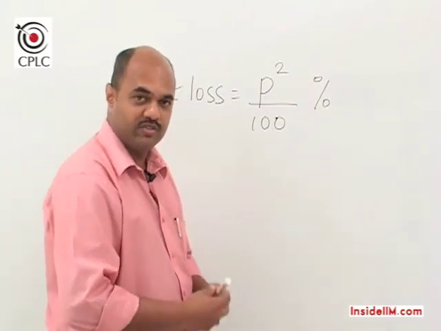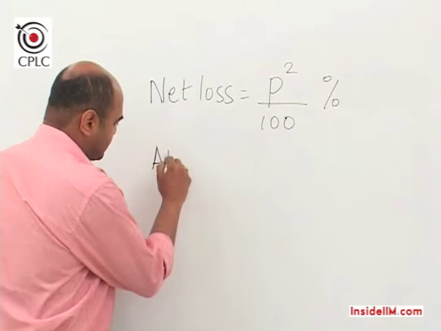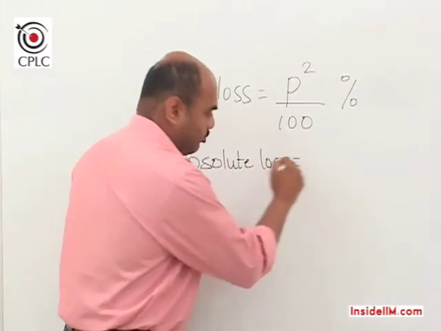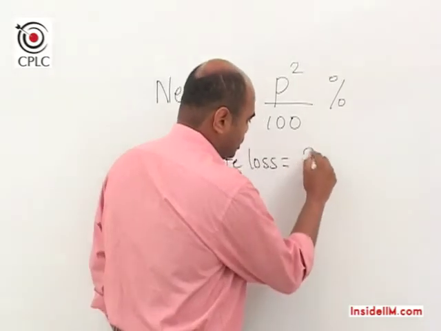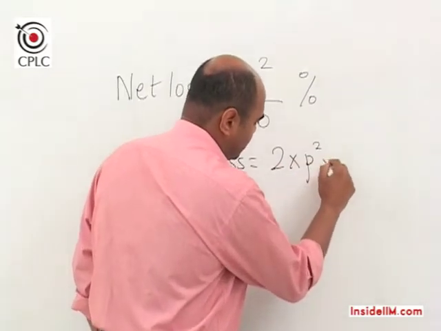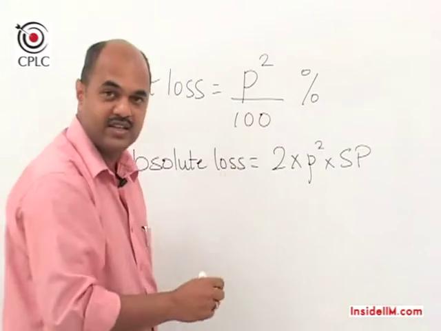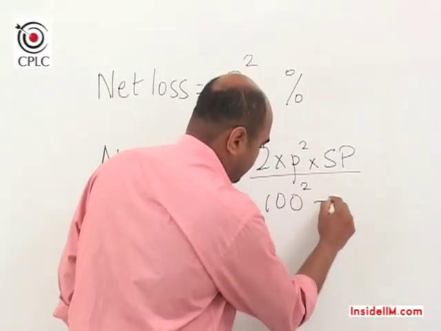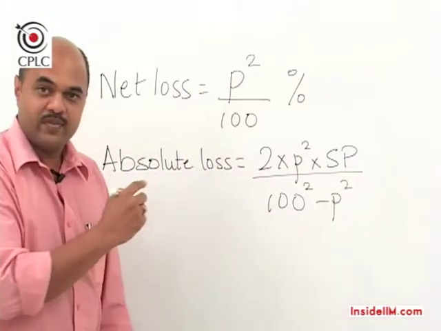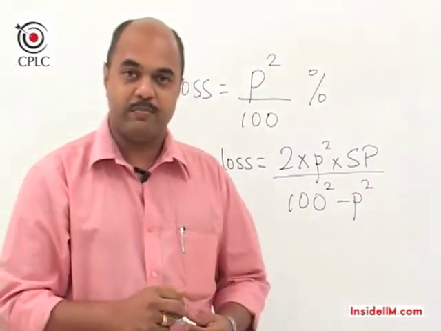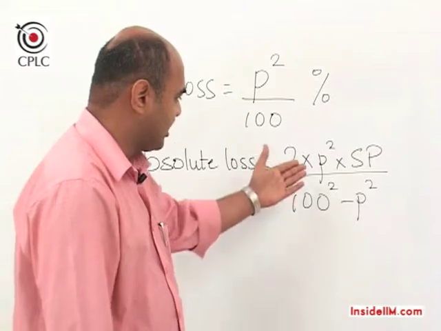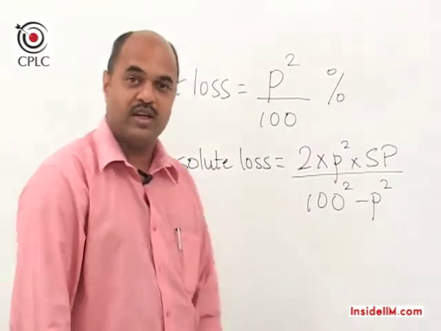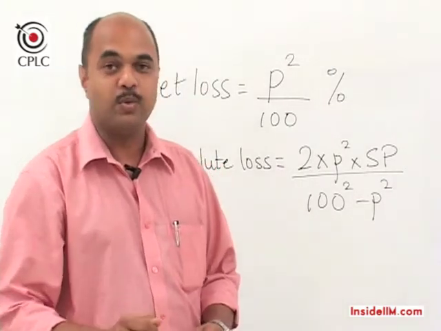This loss is expressed in percentage terms, but if I want to find out the rupee equivalent or the rupee value of the loss, then the absolute loss in this case would be given by this formula, which is 2 into P squared into the selling price, which is the same, upon 100 square minus P square. Now in a problem, if the value of P, which is in percentage terms, is given and if the selling price is given, then using this formula we can actually find the loss in rupee terms.